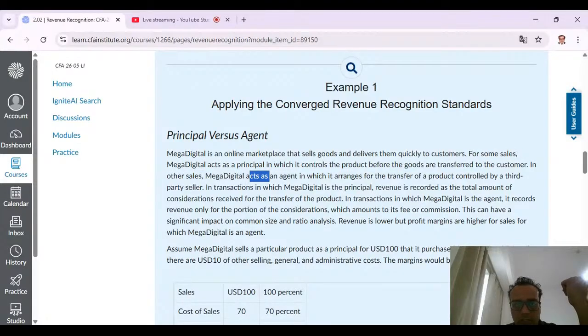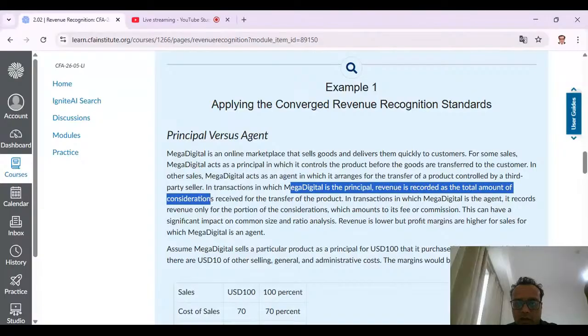Amazon बहुत से goods वो खरीद के रख देता है and then it sells it in its own name. It's a principal, or otherwise it only plays the role of intermediary or delivery agent. Over there, it is only an agent, and it only has to transfer the product controlled by a third party. In transactions in which it is a principal, जब मैं प्रिंसिपल रहता हूँ तो मेरे को रेवेन्यू तब रिकॉर्ड करना पड़ता है, the revenue is recorded as the total amount of consideration received for the transfer of product.